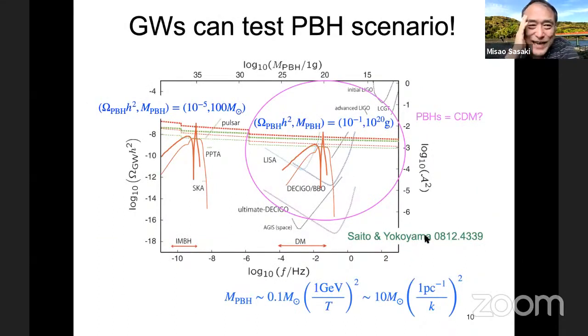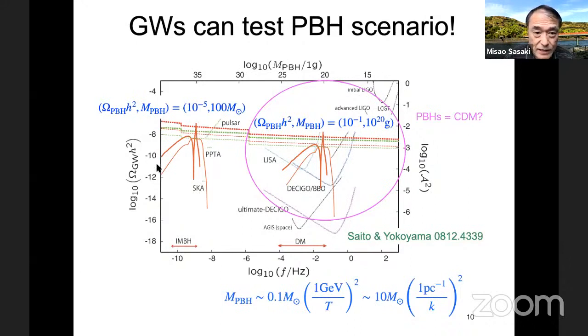Okay, so in this way, you can test the primordial black hole scenario with gravitational waves. And as I said, this was pioneered by Saito and Yokoyama about 15 years ago, and they already, in some sense, knew what we can do with gravitational waves. But anyway, the point is that if the primordial black hole mass is 10 to 20 grams or so, then this can be dark matter. As you see, this omega primordial black hole is of order 1. And in this case, this falls into the LISA band, or maybe DECIGO, or some other future space gravitational wave telescope.